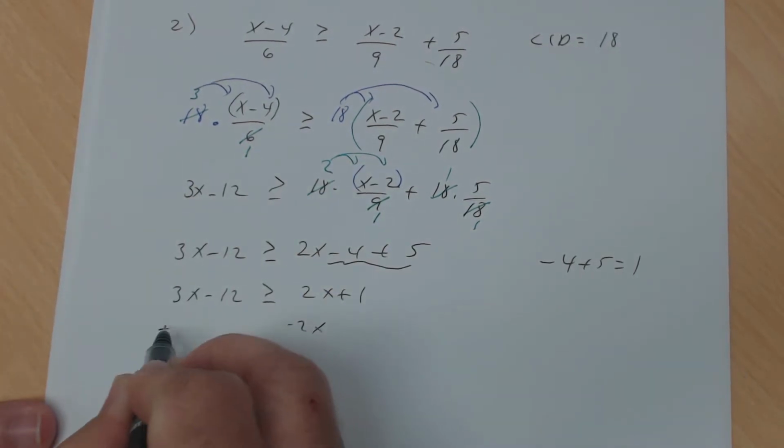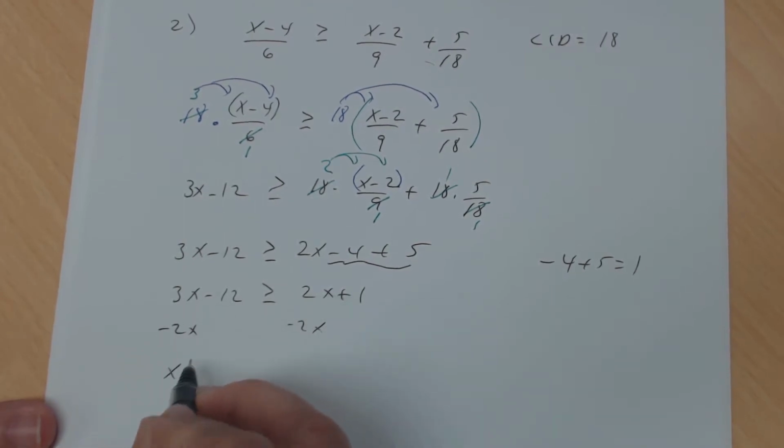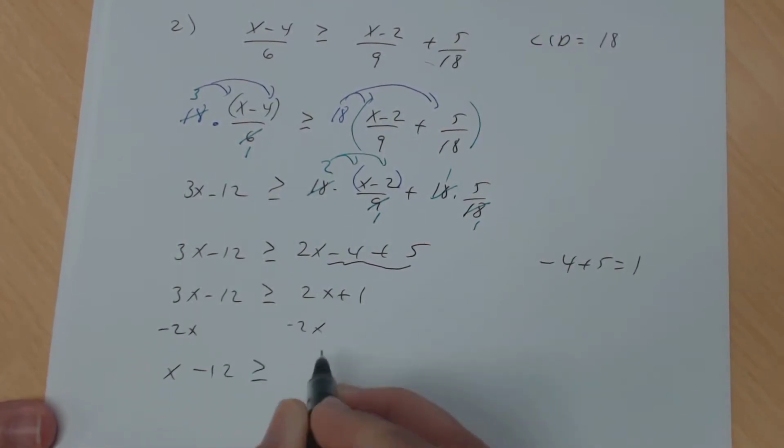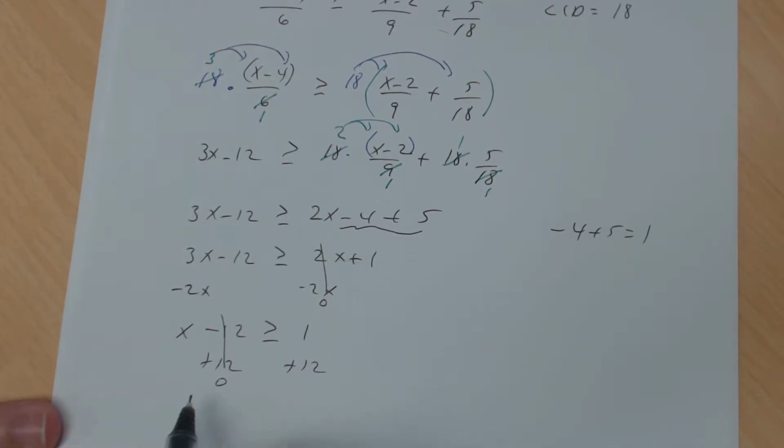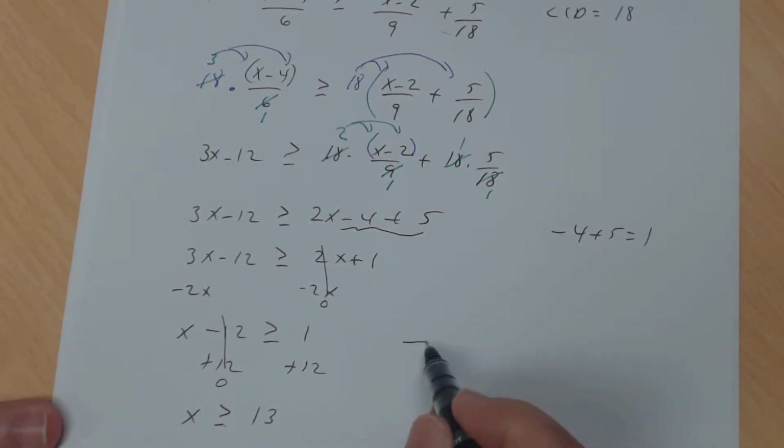Okay, subtracting 2x from both sides. 3x minus 2x is x, minus 12 is greater than or equal to, and combining like terms at 0, you're left with 1. Adding 12 to both sides. Combining like terms. Negative 12 and a positive 12 is 0, so your solutions are any number that's bigger than or equal to 13.